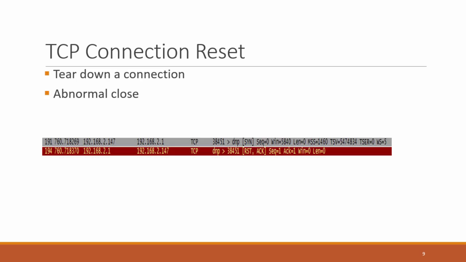Now we've got TCP connection reset. When something goes wrong within TCP, a reset is used to tear down a connection. If you're seeing a large number of resets on the network, this could be an indication something's not right on the network. In most cases, it is something not right on the network because it's an abnormal close.